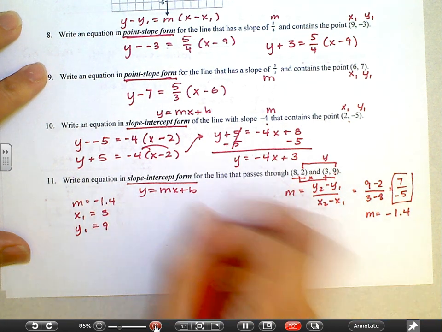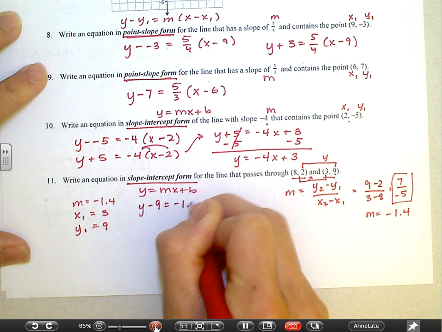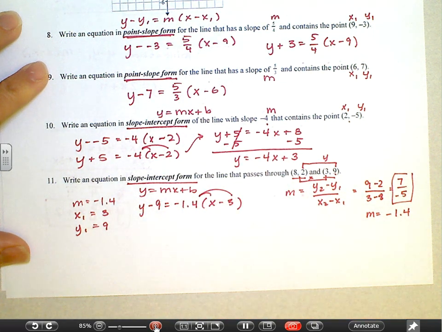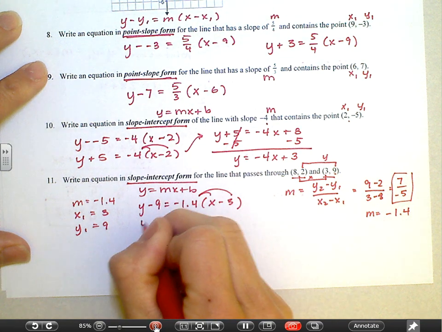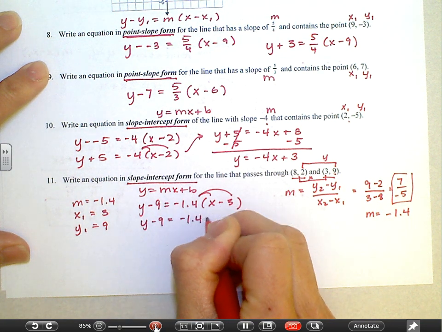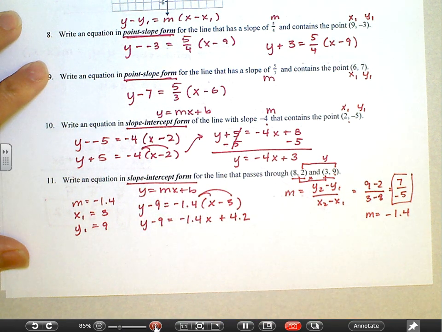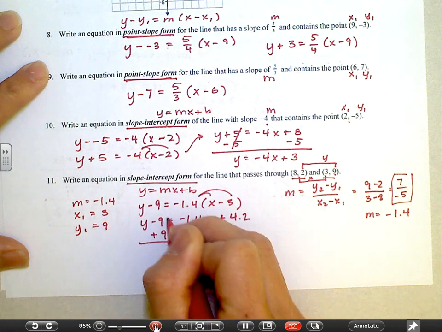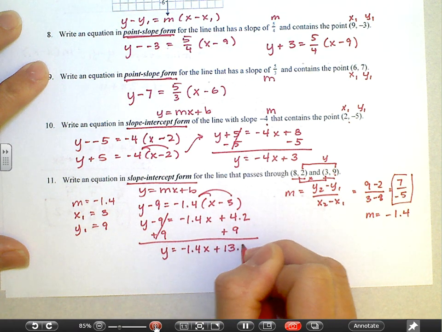So I have point slope form first. y minus y1, which is 9, equals m, which is -1.4 times x minus 3. Distribute your -1.4. So you will have y minus 9 equals -1.4x plus 4.2. And then you're going to add 9 to both sides. You have y equals -1.4x plus 13.2.